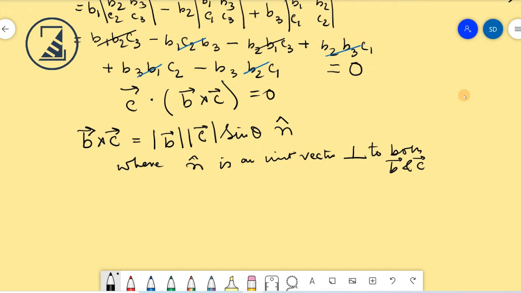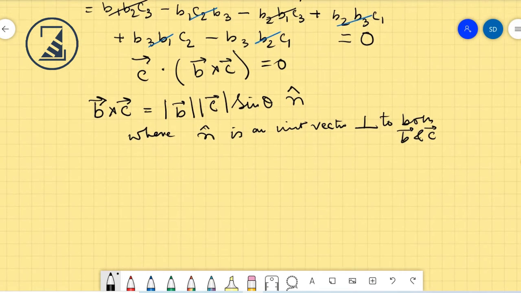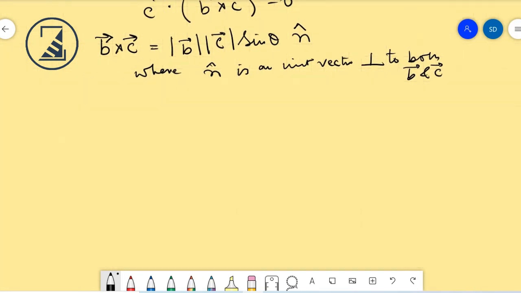Now let's come to the thumb rule. Well, if we say this is my B vector and this is my C vector, and we do cross product and we say that this n cap is perpendicular to both B and C, then we actually have two perpendicular directions.